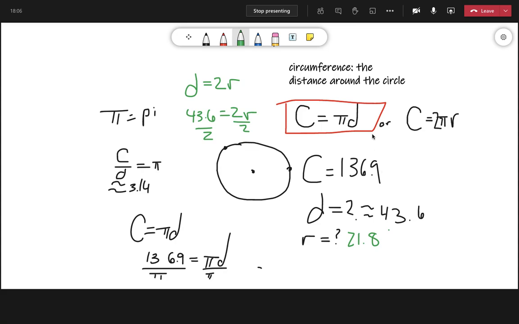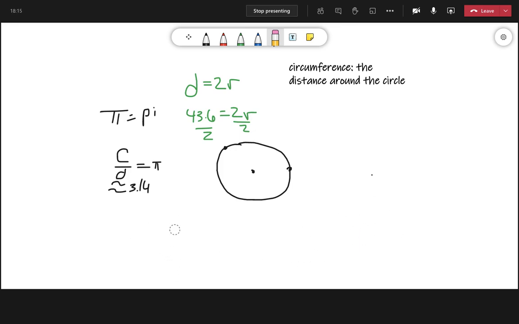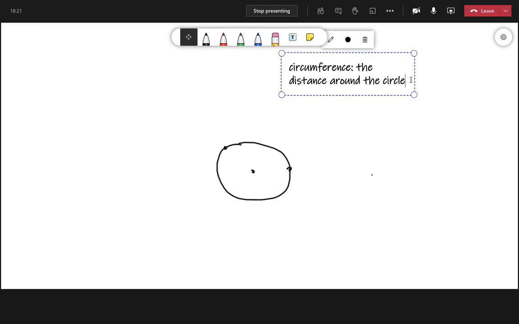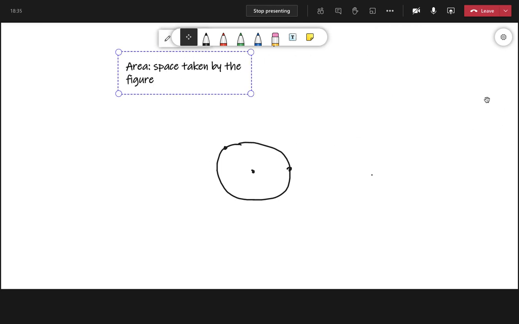We've talked enough about circumference. Let's talk about area next. Area of a circle is different. The area of a circle discusses all the space taken up by our figure. So we're going to talk about area. We're going to talk about space taken up by the figure. Okay? So let's start with this.